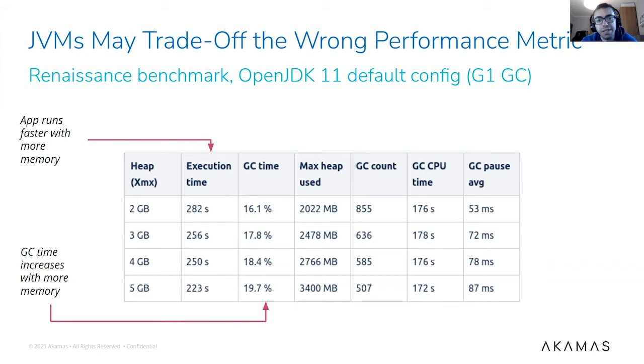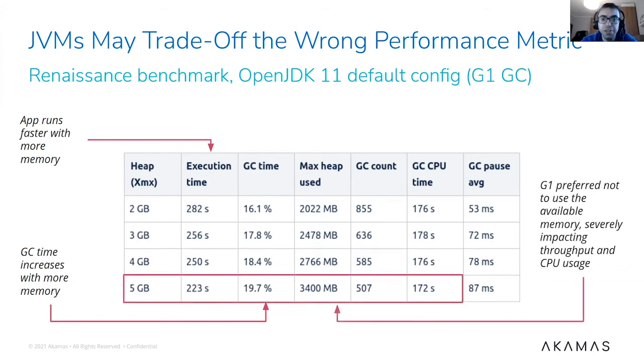Most importantly, it's interesting to observe that they run with 5 gig. So in this case, G1 decided to use only 3.4 gig out of the 5 gig that were available. This is important because on one side, GC overhead is already pretty high, but G1 decided not to inflate the heap fully, even though it had an additional 1.6 gigabytes of memory available here.